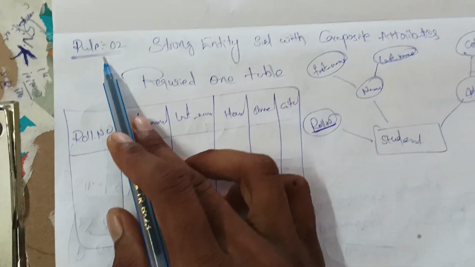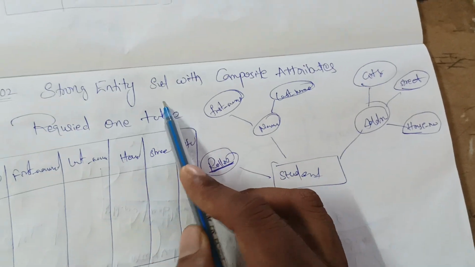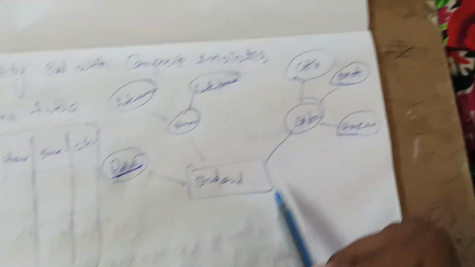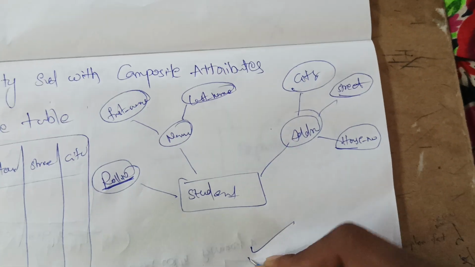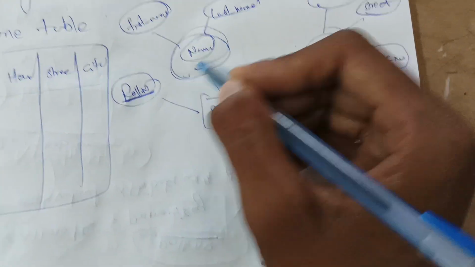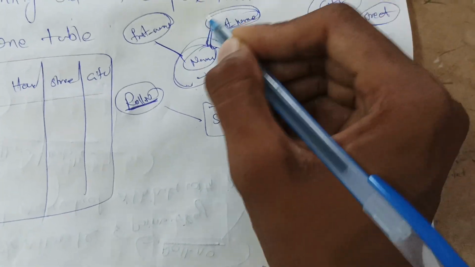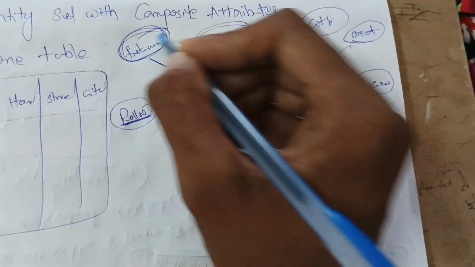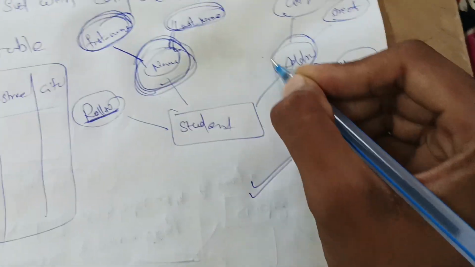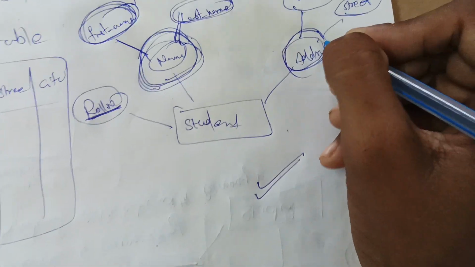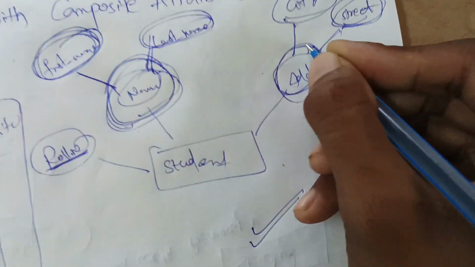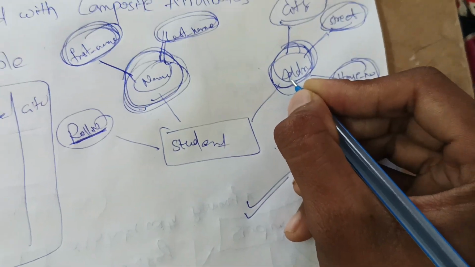Next, rule number 2: strong entity set with composite attributes. Composite attribute means, look at this diagram once. Here we have a name attribute, and from this name we develop two attributes, first name and last name. So the name attribute is called a composite attribute. Now look here, address is another attribute. From this attribute we develop house number, street and city. These three attributes are developed from the address attribute, so address is called a composite attribute.